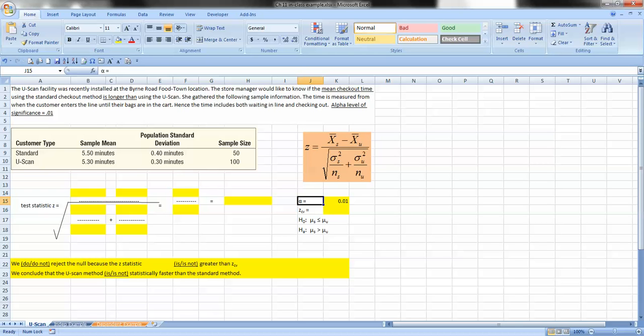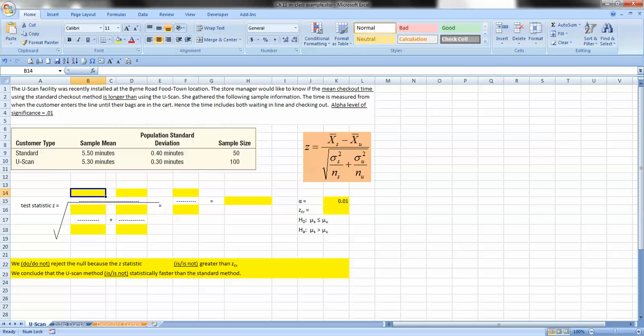So we have our null statement right here. That is that the mu sub s, or the standard method, is less than or equal to the mu of the UScan method, and the alternate is that the mu sub s, or the standard method, is greater than the mu sub UScan method. So based on this, looking at our alternate, we can see that our rejection region is going to be on the right hand side of our distribution.